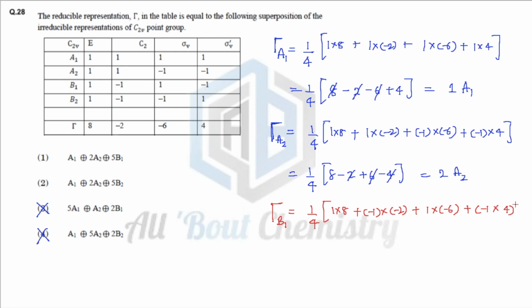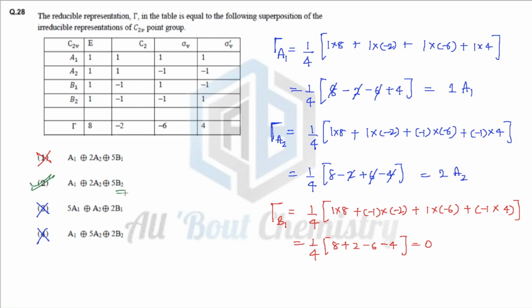Okay, so that's how I'm going to get it. On solving, I'll be getting 1 by 4 times 8 plus 2 minus 6 minus 4. So 8 plus 2 is 10, and 6 plus 4 is also 10. So this will cancel out each other, so you are going to get 0. So b1 will not be there in your term. So now you can cancel out option 1 as well. So the correct option for this question becomes option number 2.